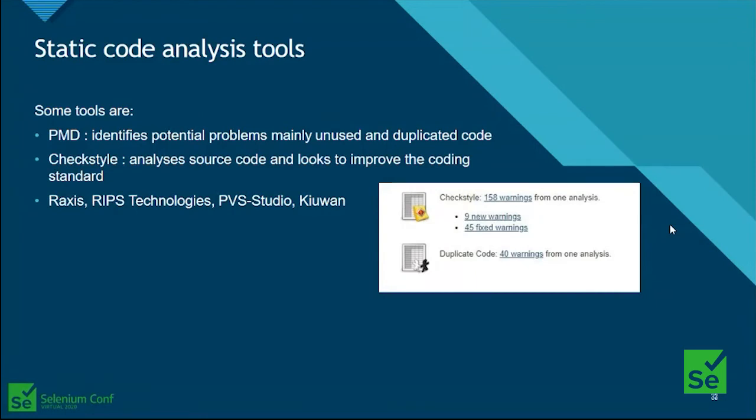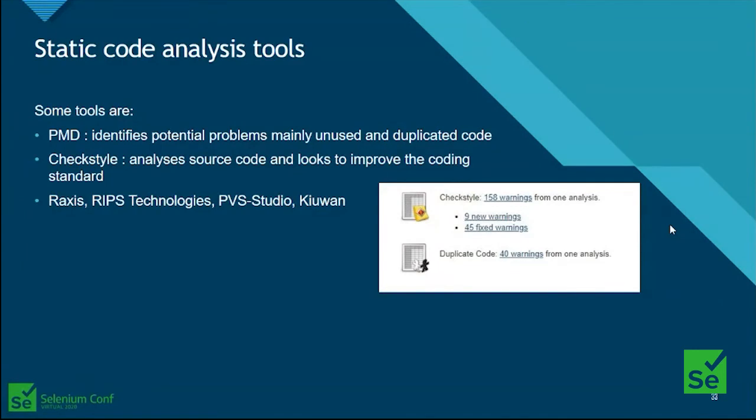What PMD does is identify potential problems, mainly unused and duplicate code, unused variables, empty catch blocks, unnecessary object creations, and so on. As you can see in the image below, it's showing duplicate code with 40 warnings from one analysis. This comes through the PMD tool.